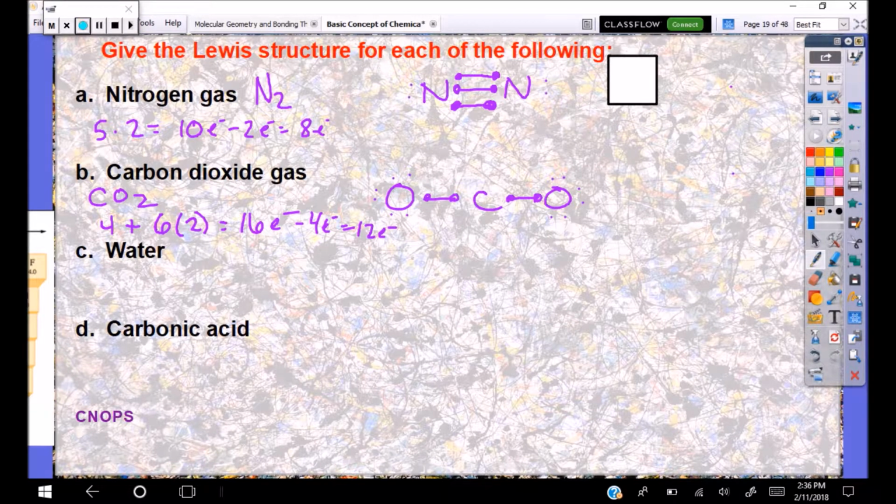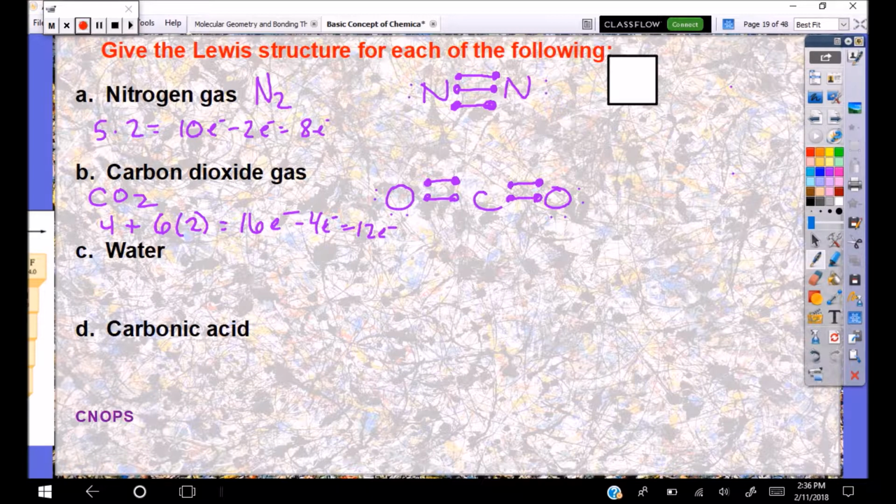Oxygens are both satisfied by the octet rule, and carbon is not. So we need to convert. Let's take a pair, make it a double bond, and still not good. So I need to take another pair from the oxygen on the opposite side. All right, there you go. I got 2 double bonds. I've got 8 electrons being shared with carbon and no lone pairs. For each oxygen, there are 2 lone pairs and 2 bonds.